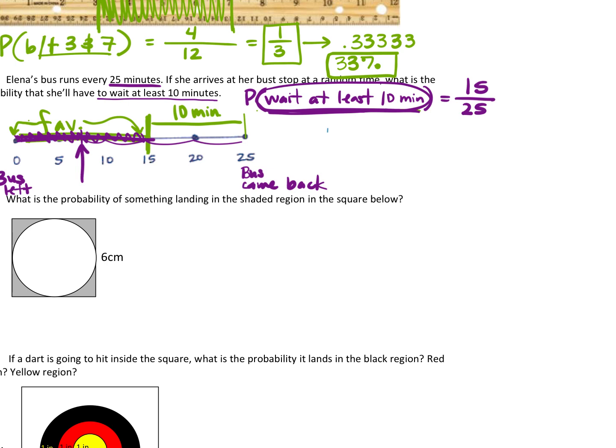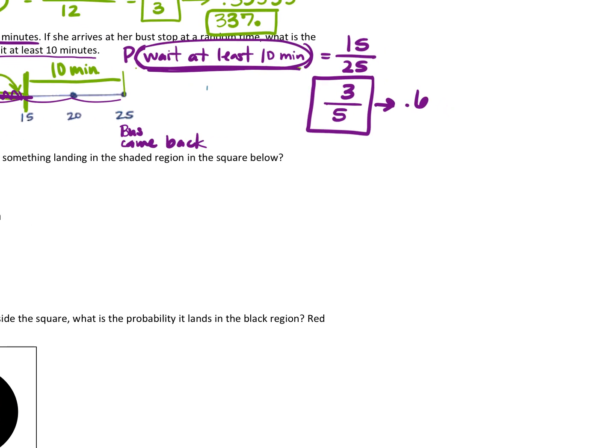So 15 over 25 is going to reduce if you divide both of those by 5. So a 3 in 5 chance that you wait at least 10 minutes, right? If you turned that into a percent, 3 divided by 5, you can just plug that into your calculator. 3 divided by 5 is 0.6. Can you tell me what that is as a percent? 60. It's 60%, times 100. You got to drop a 0 in. So it's a 60% chance that you will wait at least 10 minutes.